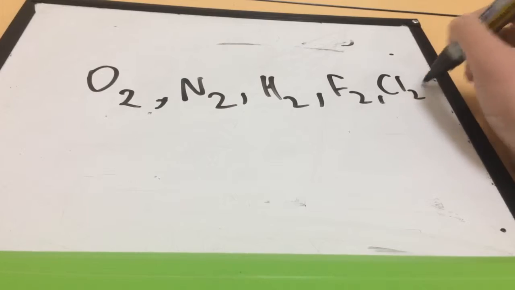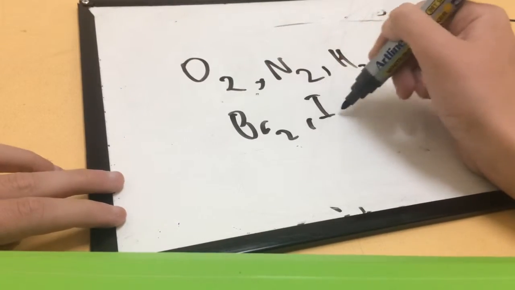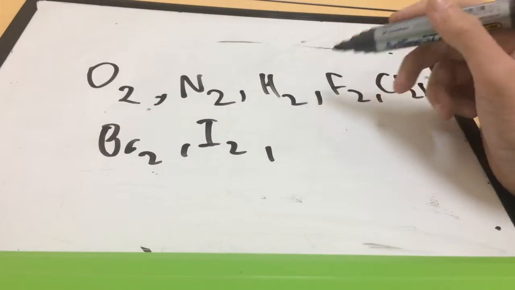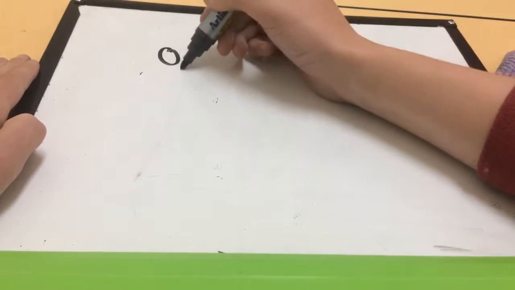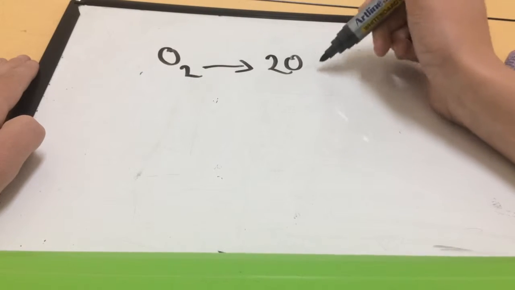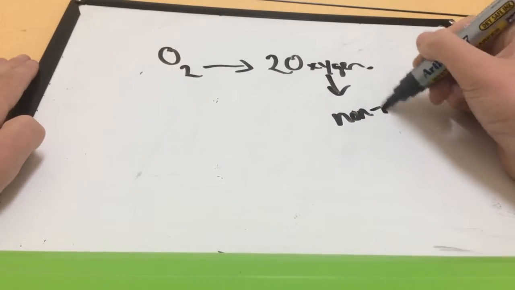Fluorine, chlorine, bromine's a liquid and iodine's a solid, but same sort of thing. They all are found in the air with a 2. They never exist alone, because they always bond with another one. And we could say these are covalent bonds. Because O2 is 2 O, it's 2 oxygen. And oxygen is a non-metal.